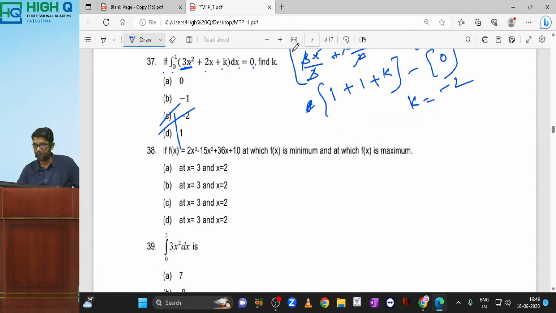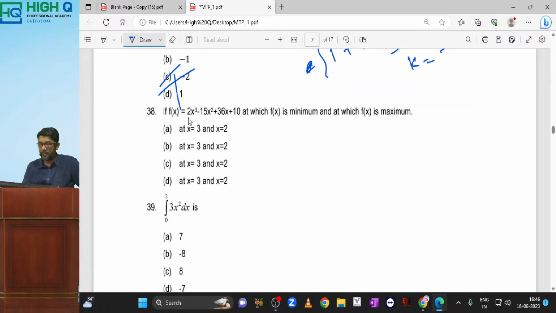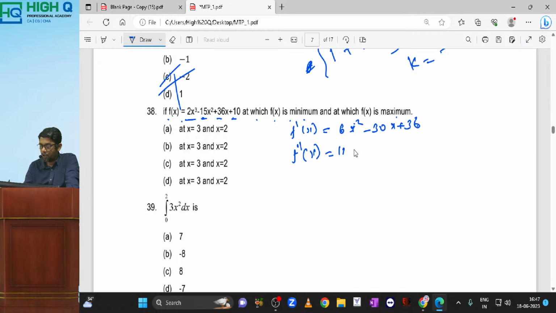Option C. Now f of x is 2x cube minus 15x square plus 36x plus 10, at which f of x is minimum and at which f of x is maximum. I need to find out when it is minimum, when it is maximum. You know maximum minima rule. F of x is given. Find f dash of x. 6x square minus 30x plus 36. Find f double dash of x. 12x minus 30.